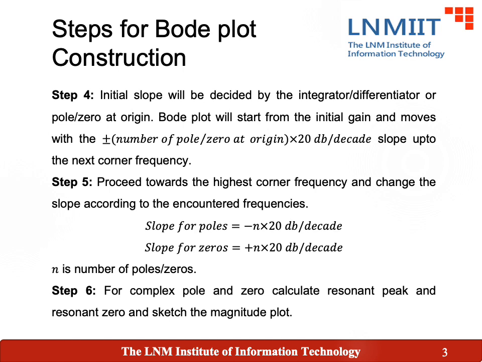We will repeat this step until we have accumulated all the frequencies. Then we will see if there are any complex poles or zeros in your system. If there are any complex poles or zeros, we will find the resonant peak and resonant frequency and complete the magnitude plot construction. So after completing the 6 steps, you will be able to complete your whole magnitude plot.